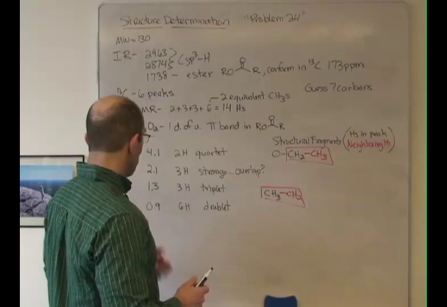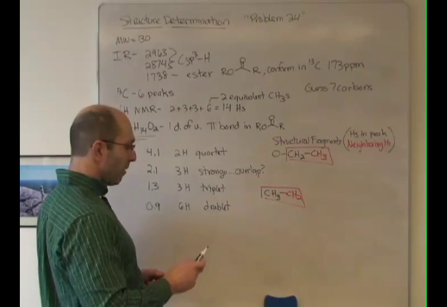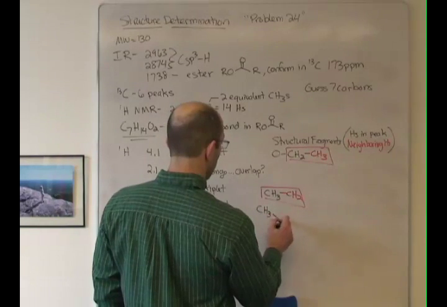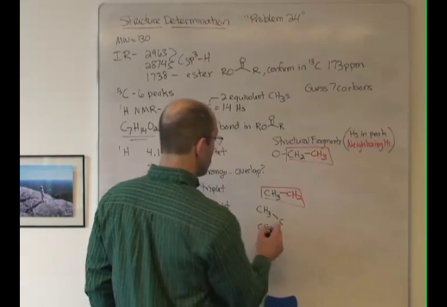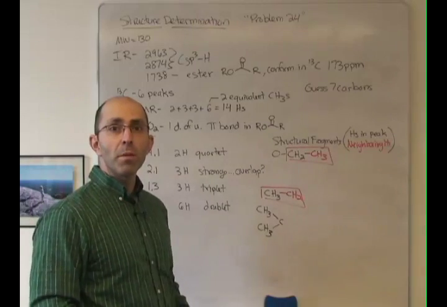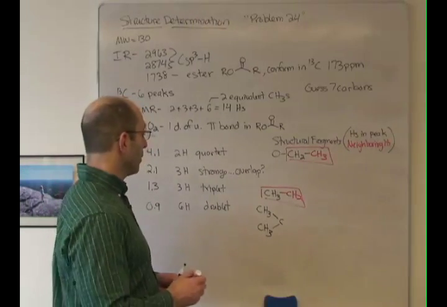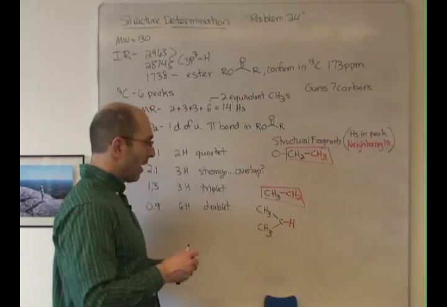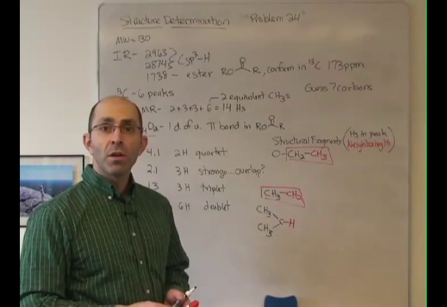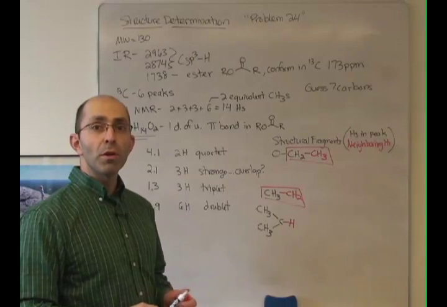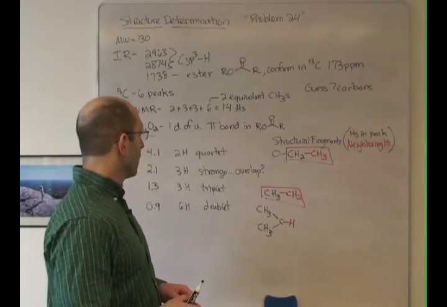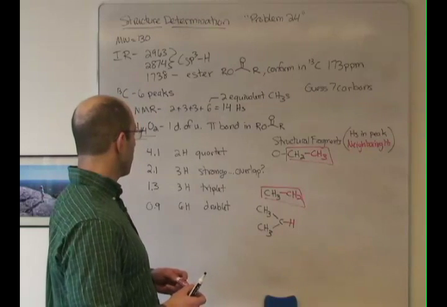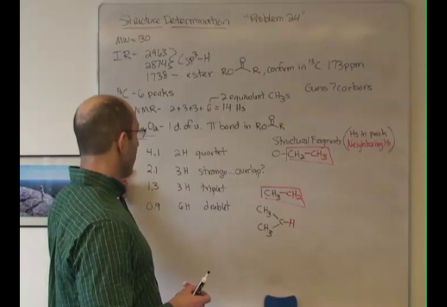Right, so now we come to our 6H doublet at 0.9. All right, so that tells us that we have 2 CH3s that are equivalent. They must be coming off the same carbon. And if we look at the fact that it's a doublet, it must have that H in the neighboring position. All right, so this is our isopropyl group, looking for common structural fragments. All right, so now we have to figure out what's going on with this strange overlapping peak.